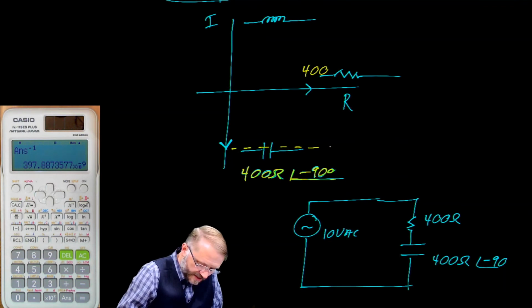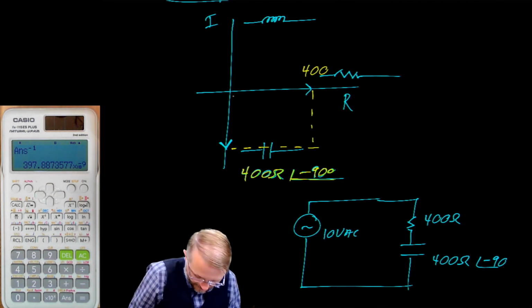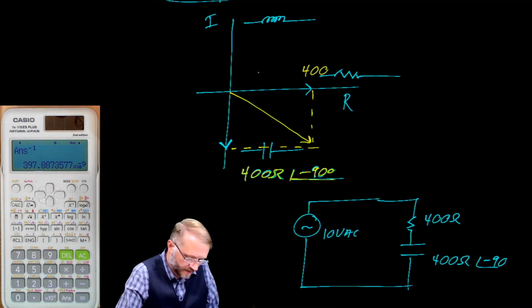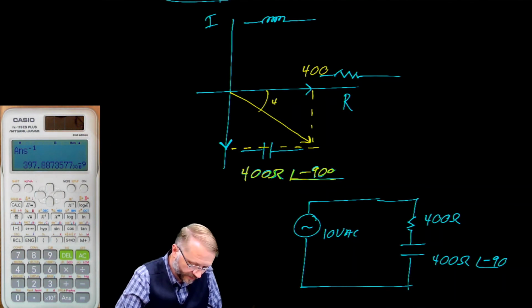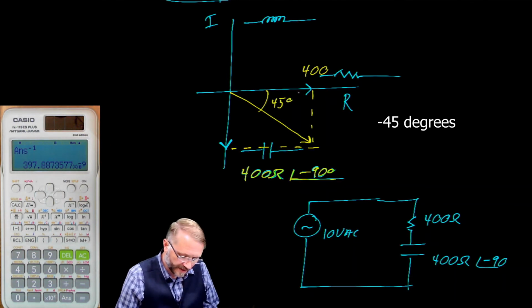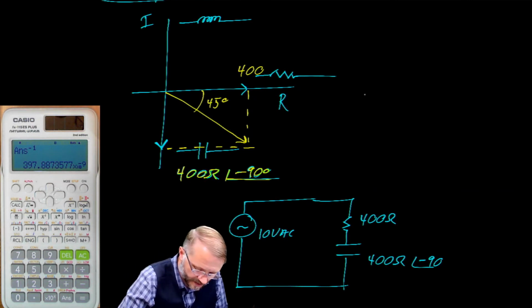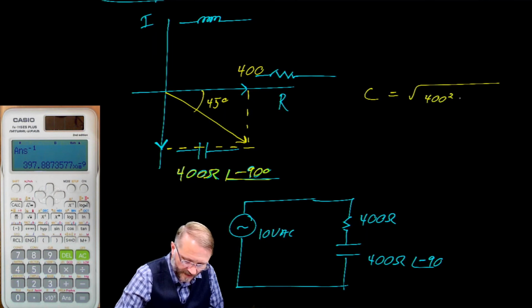What we're interested in is where do these two vectors meet? And they meet right there. We know that because it's 400 over and 400 down, that this is going to be 45 degrees. And we can also figure out what the length of this is using the Pythagorean theorem. So C, because it's a hypotenuse, is the square root of 400 squared plus 400 squared.